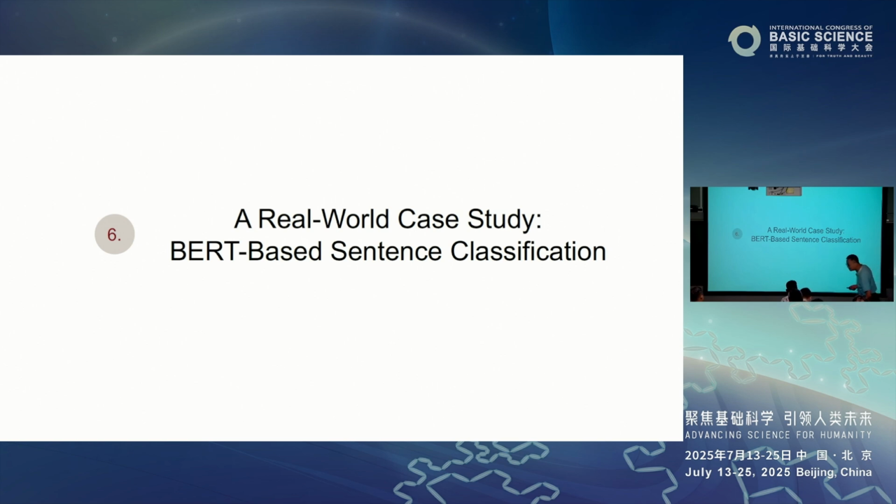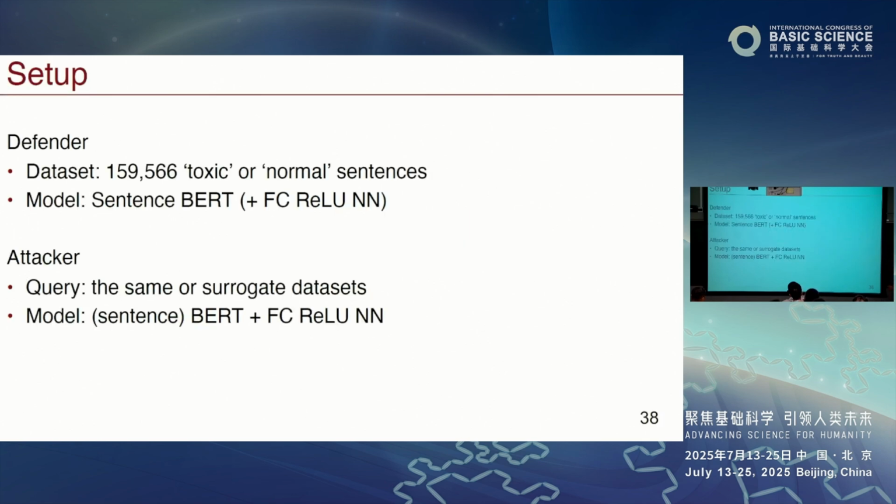How much time do I have? Seven minutes. Okay, so I'm going to finish soon. So here is a real data example. It's sentence classification based on BERT. We have data sets, and we try to separate toxic and normal sentences. So it's a classification setting: a sentence is normal or it's really bad, which we want to mark out. And the model is sentence BERT, using a fully connected neural network.